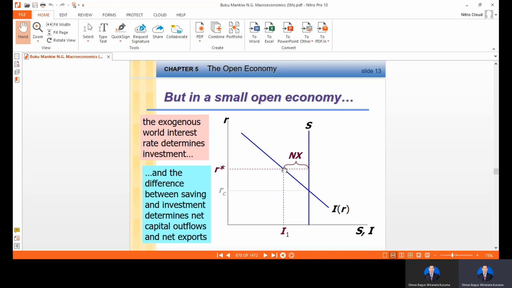From the I1 here, you can see the gap. The gap means the NX. In this case, the saving is higher compared to the investment, because the higher interest rate will attract more capital to flow into the domestic country. So the capital flows will be positive, and the NX will be positive because saving is higher compared to investment.